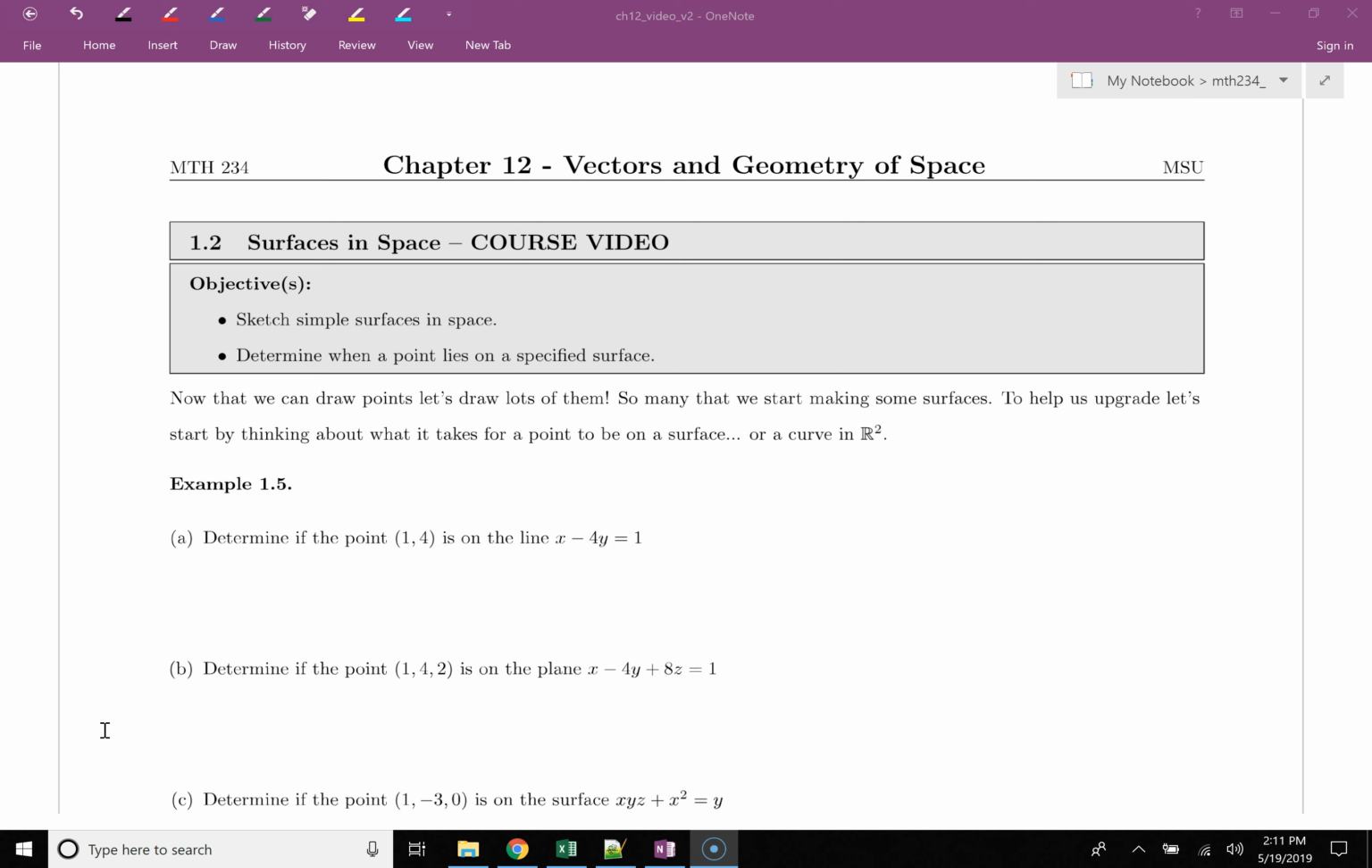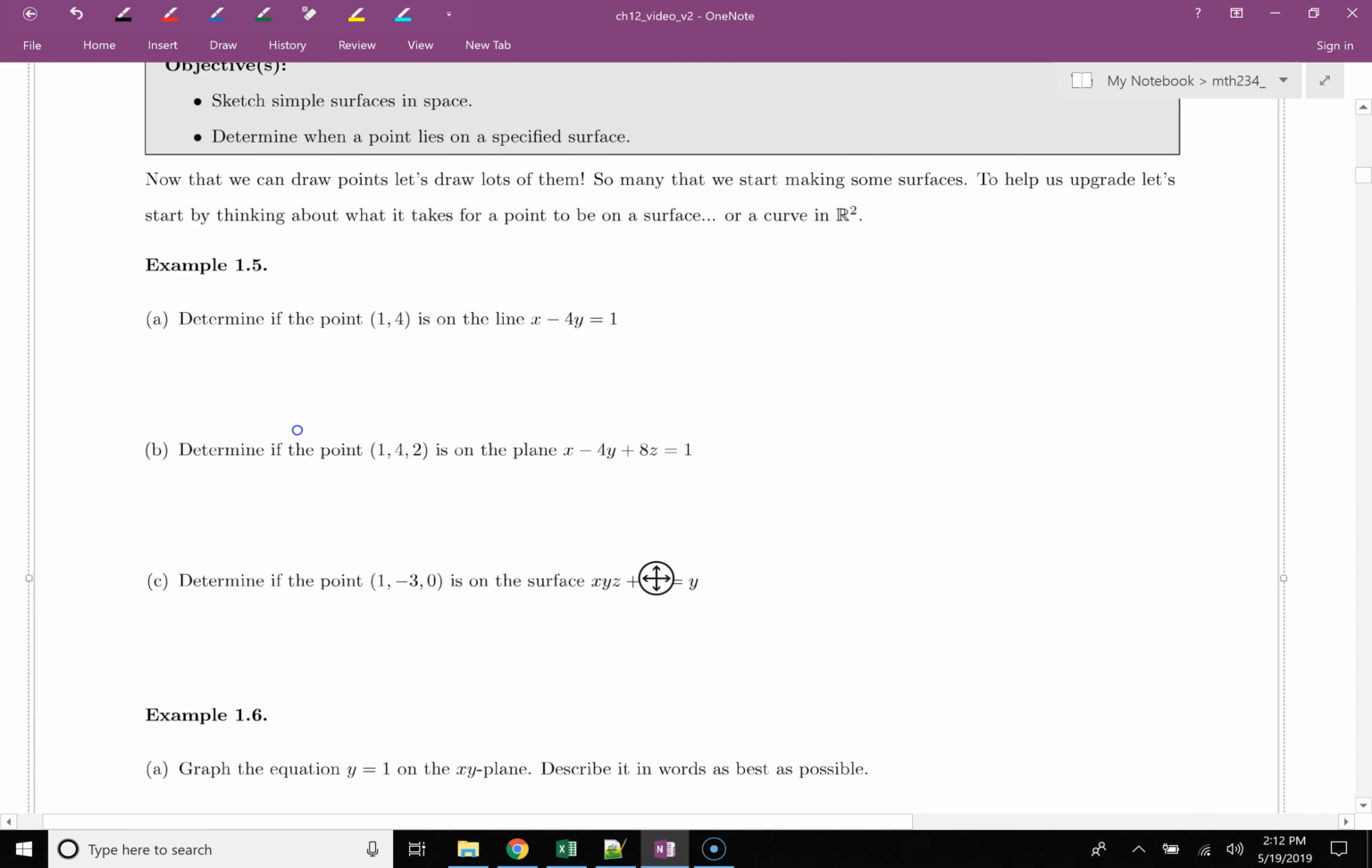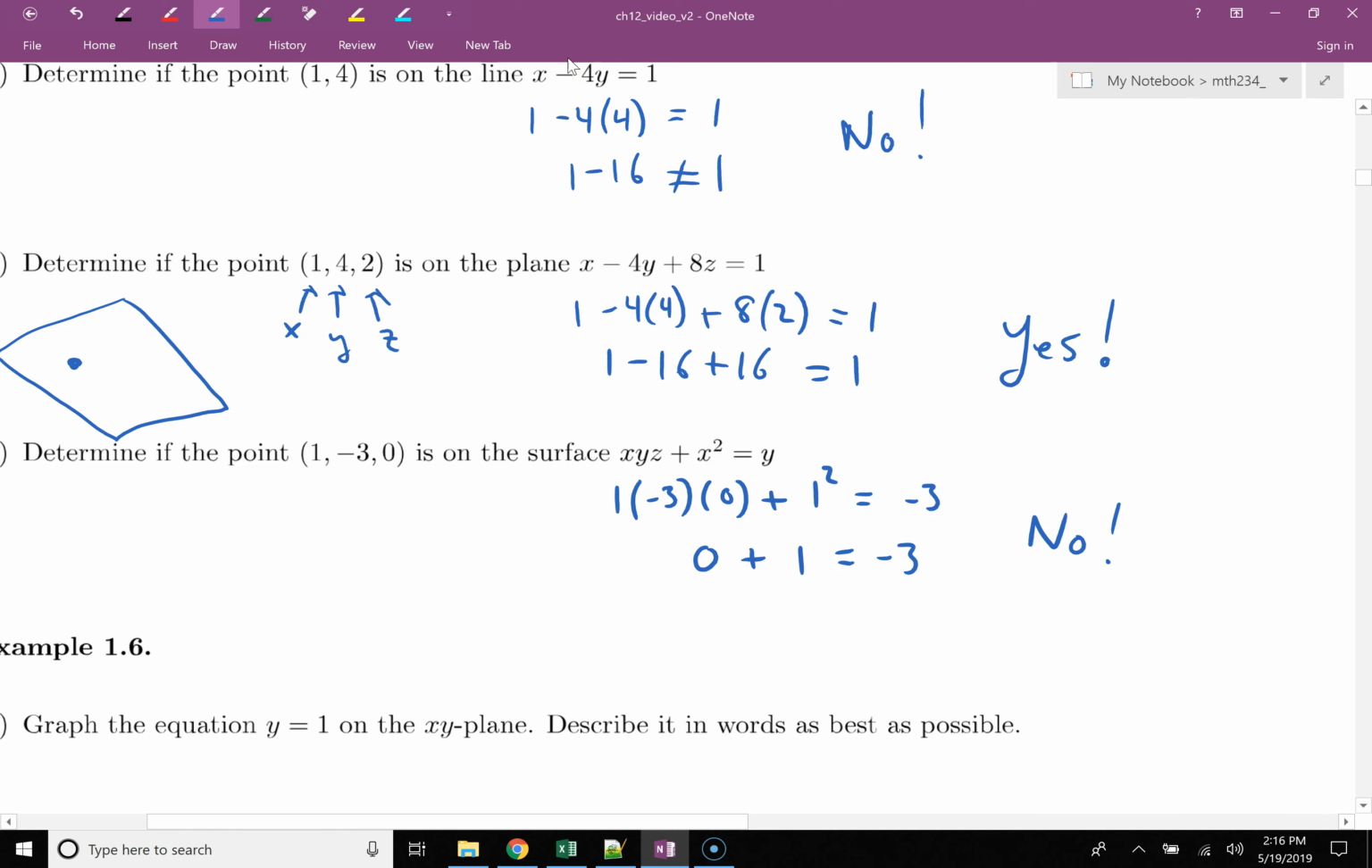So yes, we're going to sketch, not maybe the really extreme ones quite yet. We're going to do relatively simple surfaces. And then we also want to be able to identify, right, when a point lies on some specified surface. So let's get to this, kind of a bit of a review with our algebra days back here. All right, so we have one objective down.